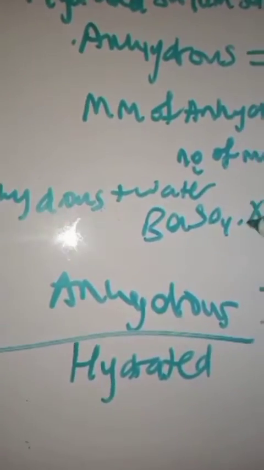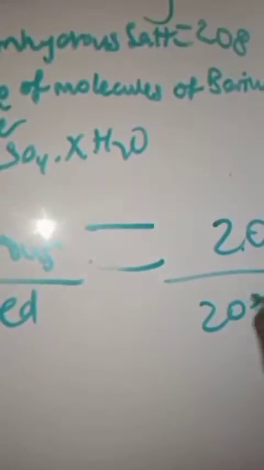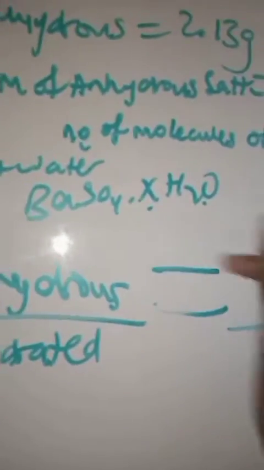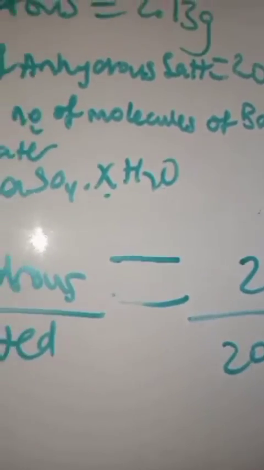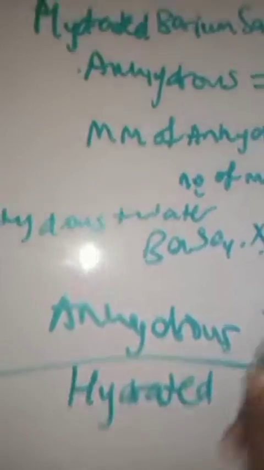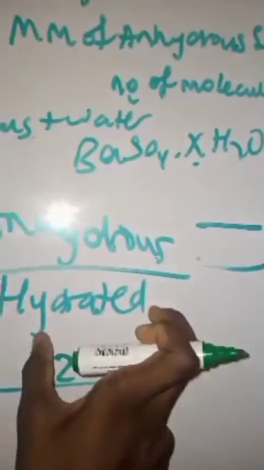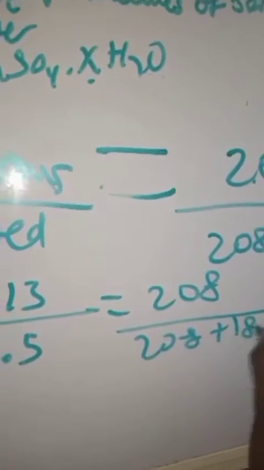So it can be the one we were using the other time, BaSO4 dot XH2O. What's the molar mass of the anhydrous salt? That's 208 plus water. Water is what? XH2O. What's the molar mass of H2O? That's 18, so 18x. Yes. What's the mass of the anhydrous salt? The mass of the anhydrous salt, they're giving us 2.13. What's the mass of the hydrated salts? 2.5. So 2.13 over 2.5 is equals to 208 over 208 plus 18x.